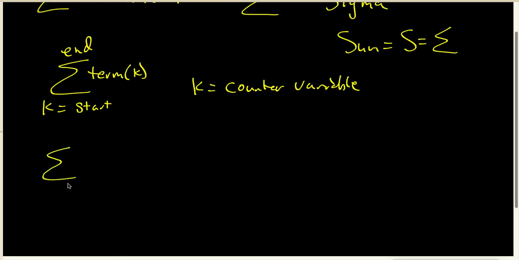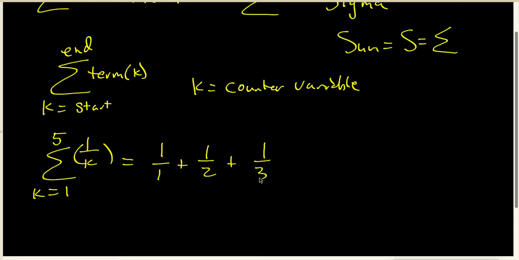As a basic example, let's look at the sum as k goes from 1 to 5 of 1 over k. Well, when k is 1, I get 1 over 1. When k is 2, I get 1 over 2. When k is 3, I get 1 over 3. When k is 4, I get 1 over 4. And when k is 5, I get 1 over 5. And because 5 is equal to my ending value, I stop. The sigma says to put in the plus signs.